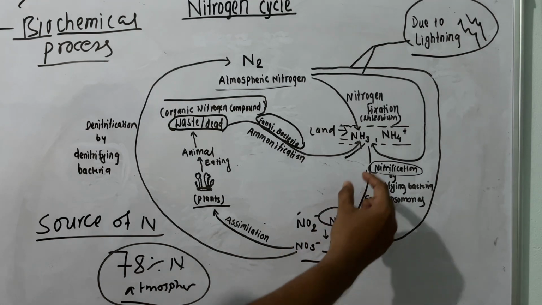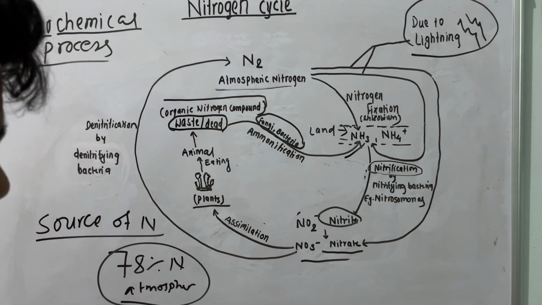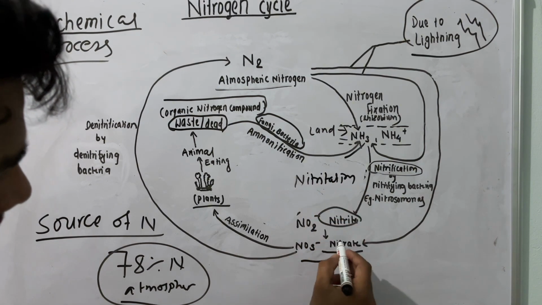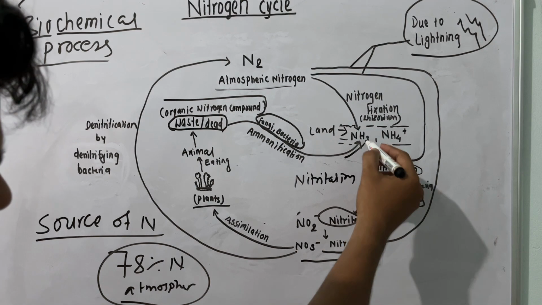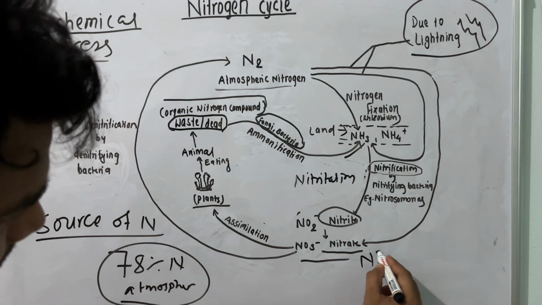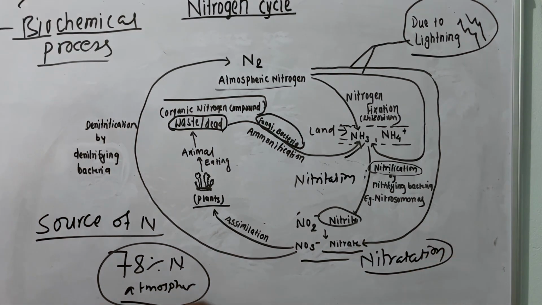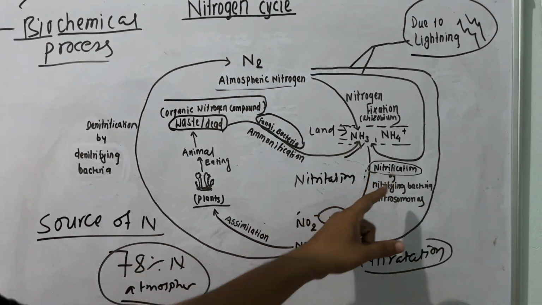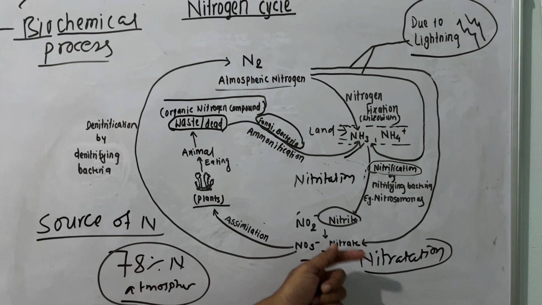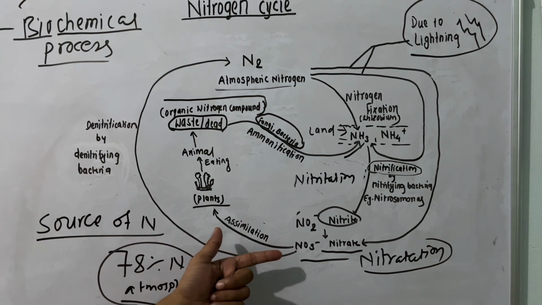The process of conversion of ammonia into nitrite is known as nitritation, and the process of conversion of nitrite into nitrate is known as nitratation, and the whole process is known as nitrification. Now this nitrate form will be assimilated by the plant.